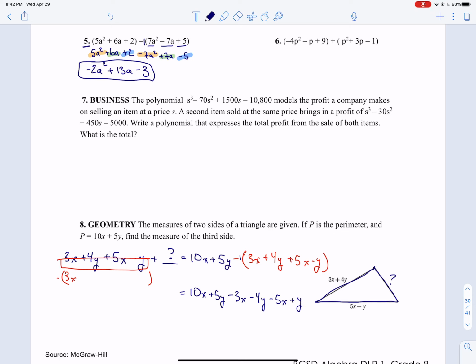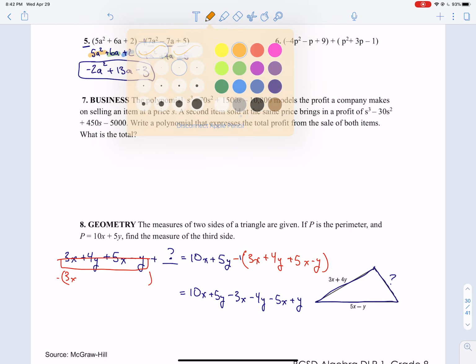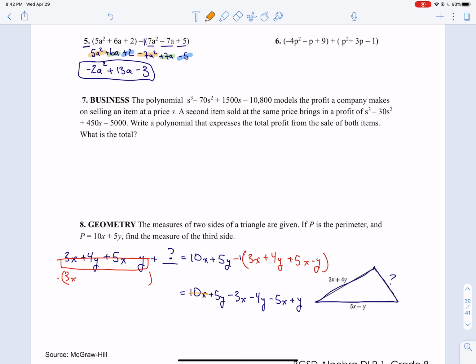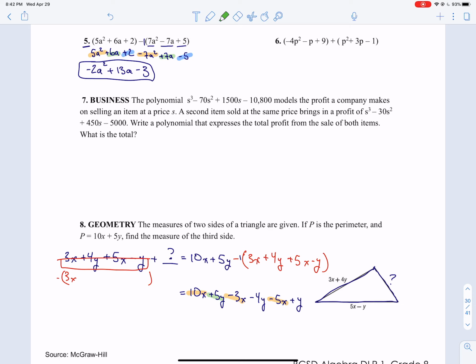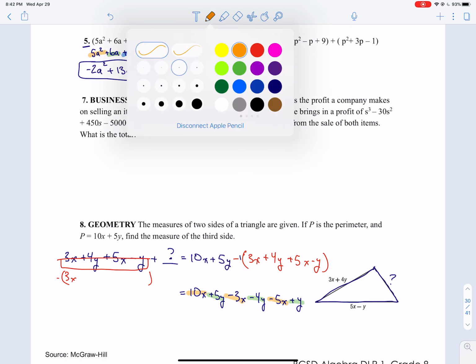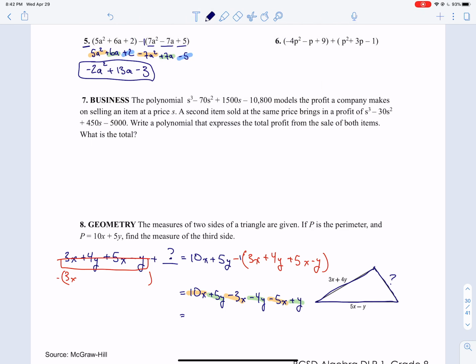Okay, now I'm going to combine like terms. So I have x terms, including the signs, and then I have y terms. Let's see what we get when we combine the x terms. So I have positive 10. 10 minus 3 is 7, minus 5 is 2.